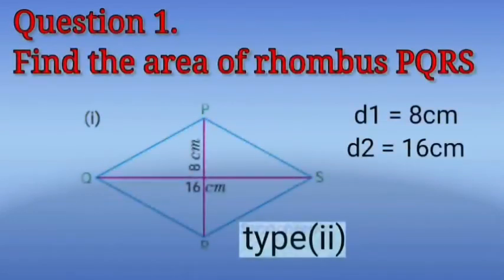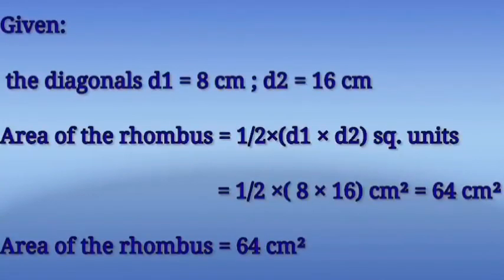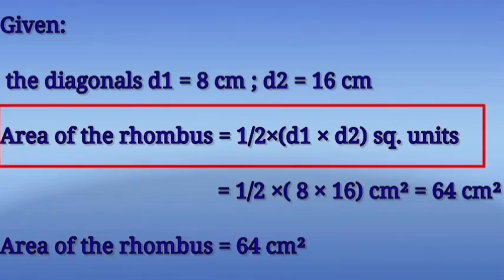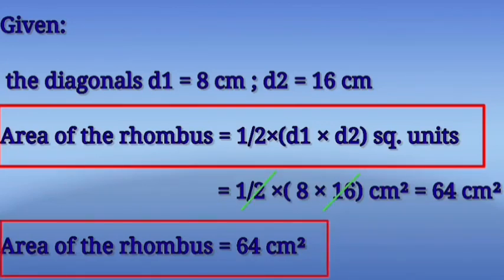Question 1. Find the area of rhombus PQRS of the following diagram. From the diagram, we can extract the value of diagonals D1 and D2. They are D1 is equal to 8 centimeter and D2 is equal to 16 centimeter. By using the value of these diagonals in this formula, we can get the area of rhombus as 64 centimeter square.